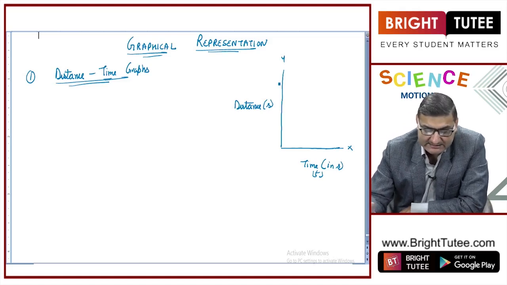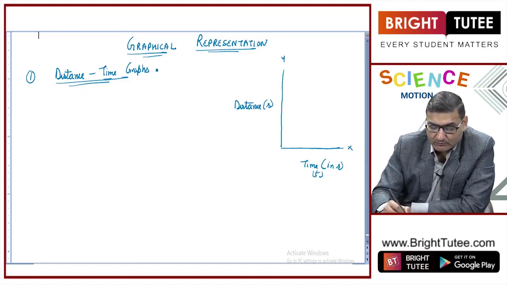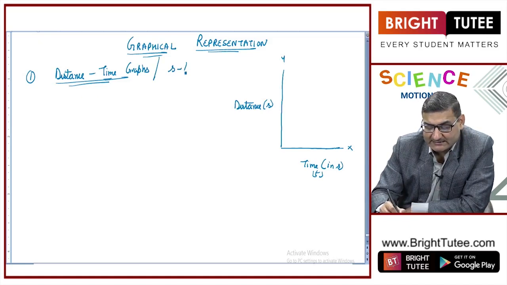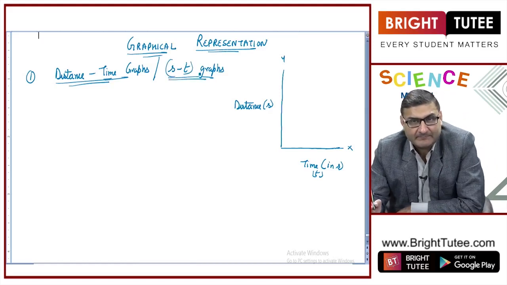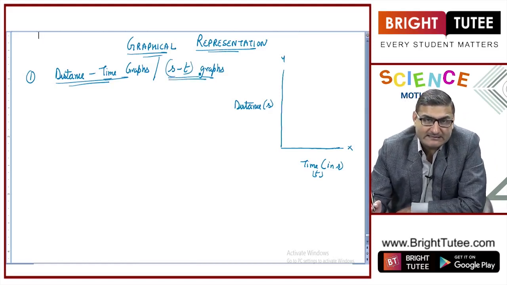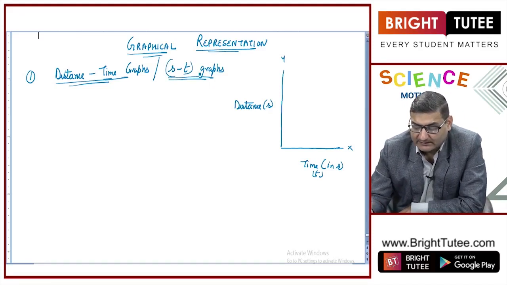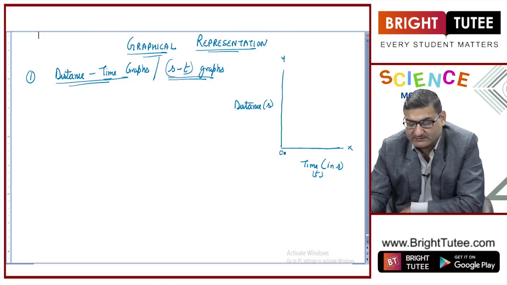So, these distance time graphs are also known as ST graphs. S we know stands for distance and T stands for time. So, we will be studying about distance time graph, right. First of all, we will assume a few things. Let us start the value from this 0 point.